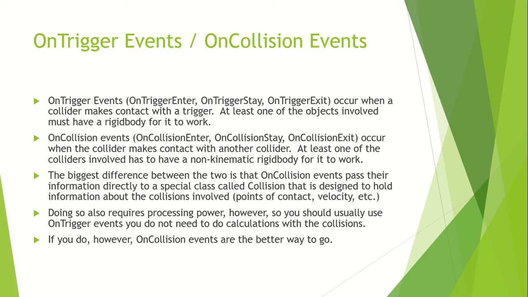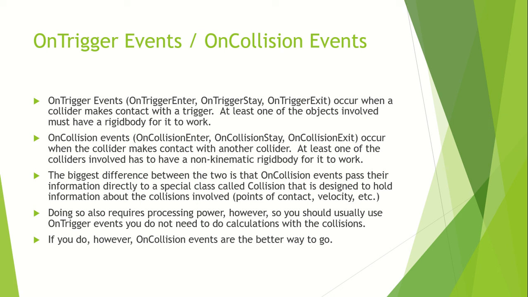Collision events are when you make contact with another collider, right? And at least one of them has to have a rigid body. So you still can't get anything to work unless at least one of them has a rigid body on it. The big critical difference is that when an on collision happens, they actually pass the information directly about those collisions to a class called Collision. That class holds information about what happened, like where did it happen, how fast were things going, et cetera. And so that requires processing power. So from a gameplay performance perspective, if you have the option of on trigger for whatever you're trying to do, and you don't need to store any information about the collision, on trigger tends to be the better way to do it, because it's better from a performance perspective.